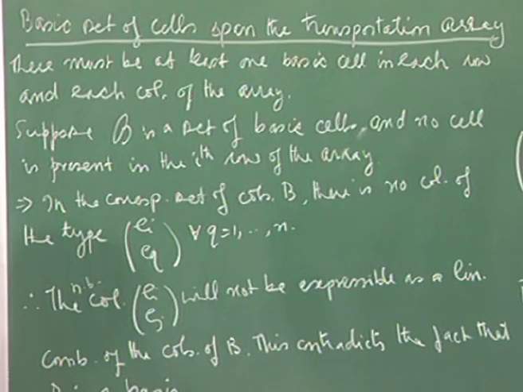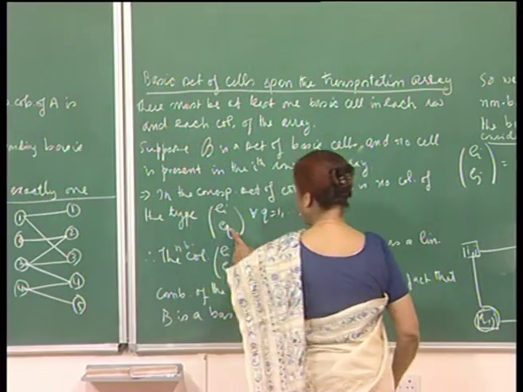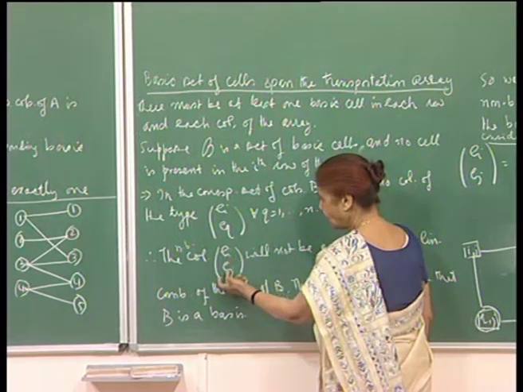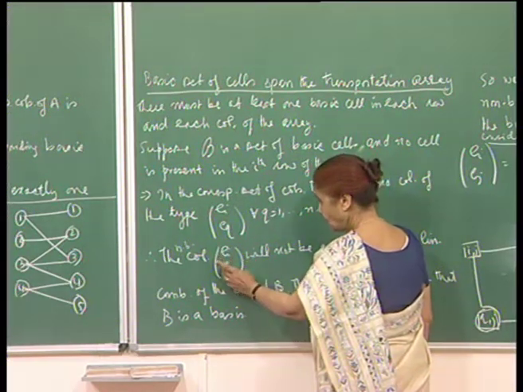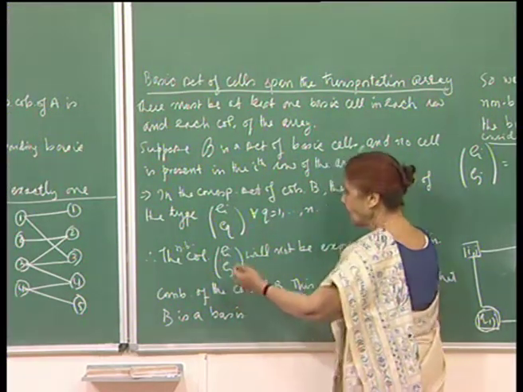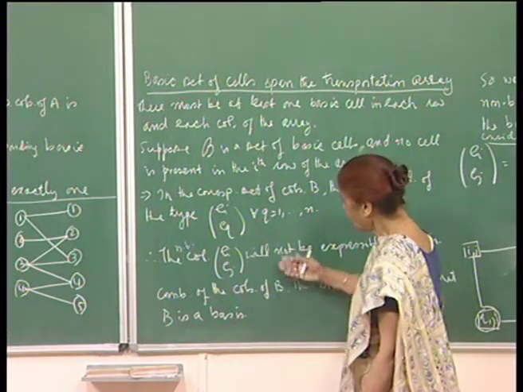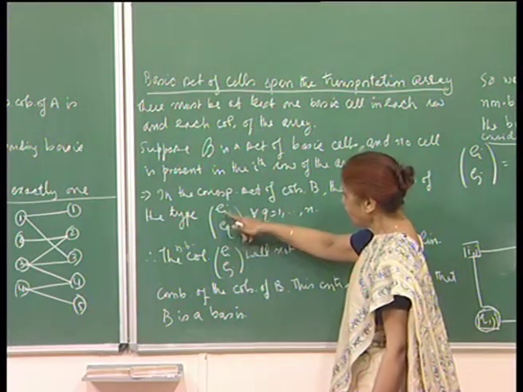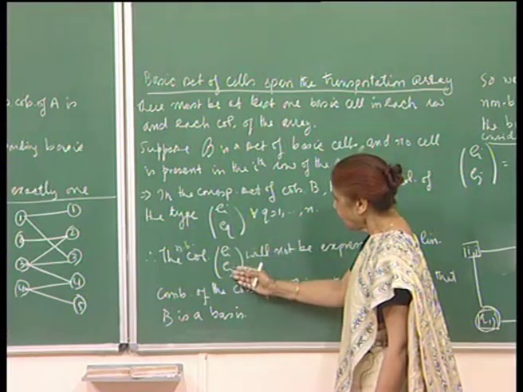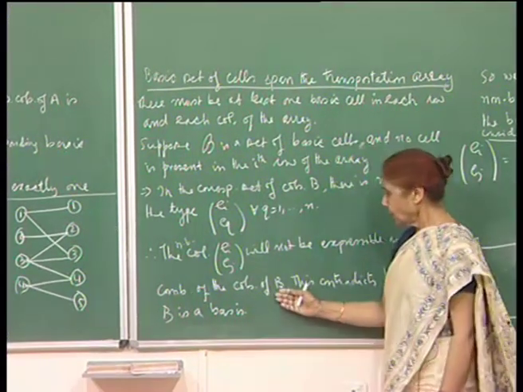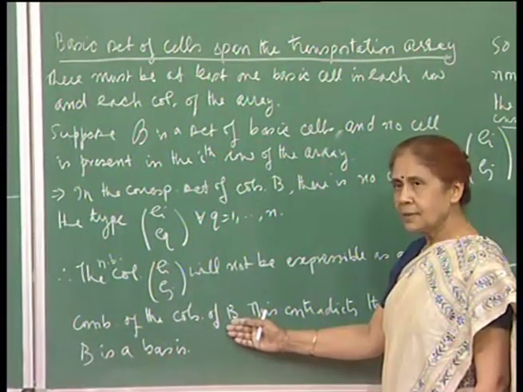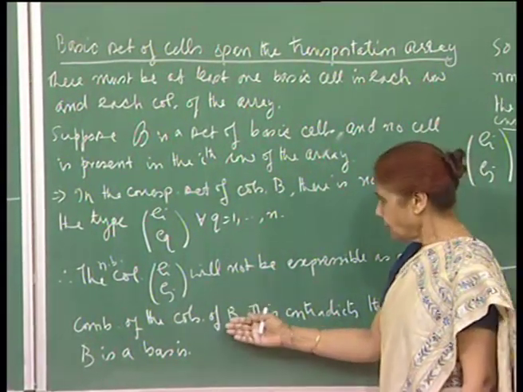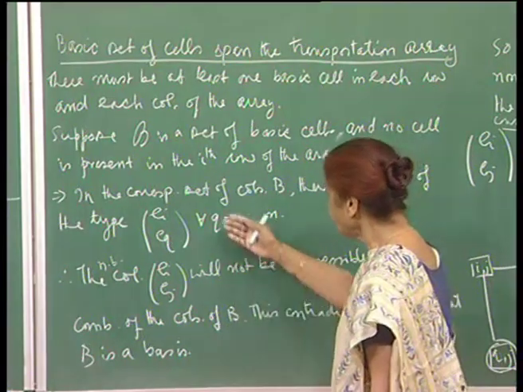...of B, because since B does not have a column of this kind, how will I express this? I need a 1 in the ith place to express this column in terms of the basis columns. But if the basis columns do not have any column which has 1 in the ith place, I cannot express this as a linear combination of the columns of B. So, this will contradict the fact that B is a basis, and therefore, this is not possible.